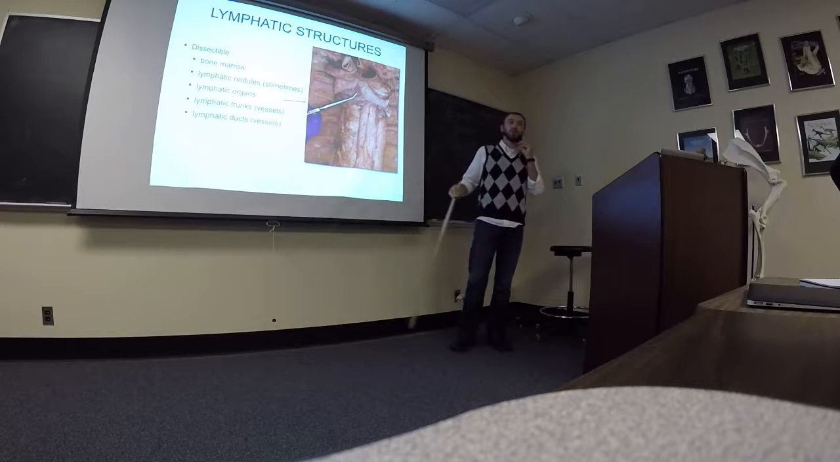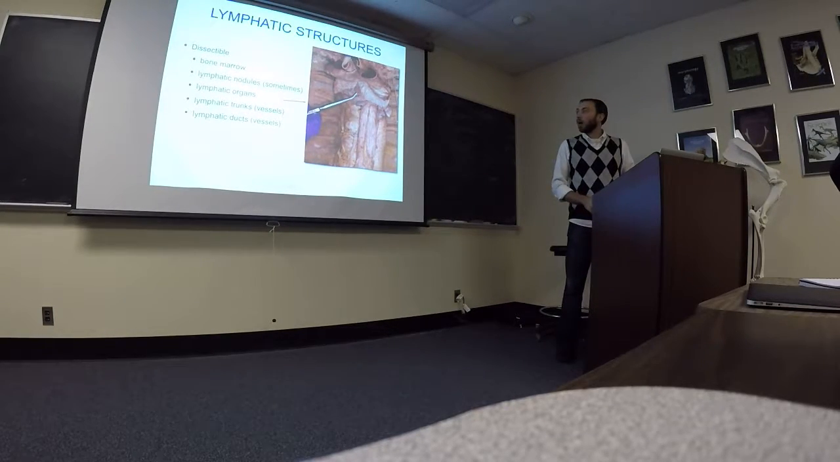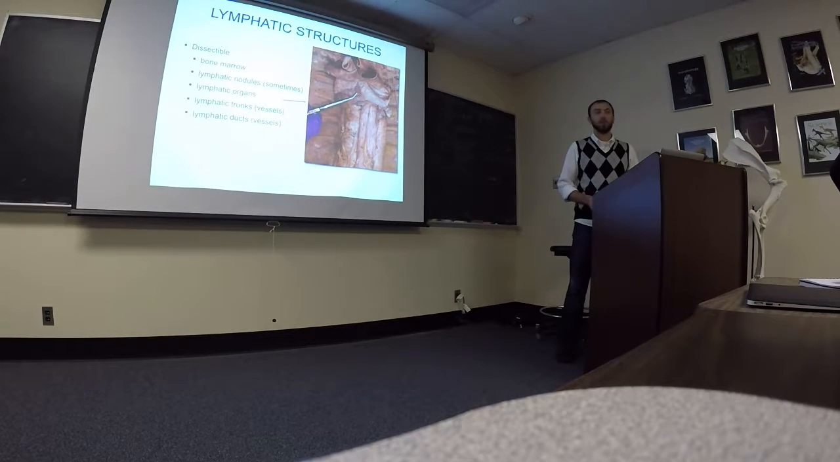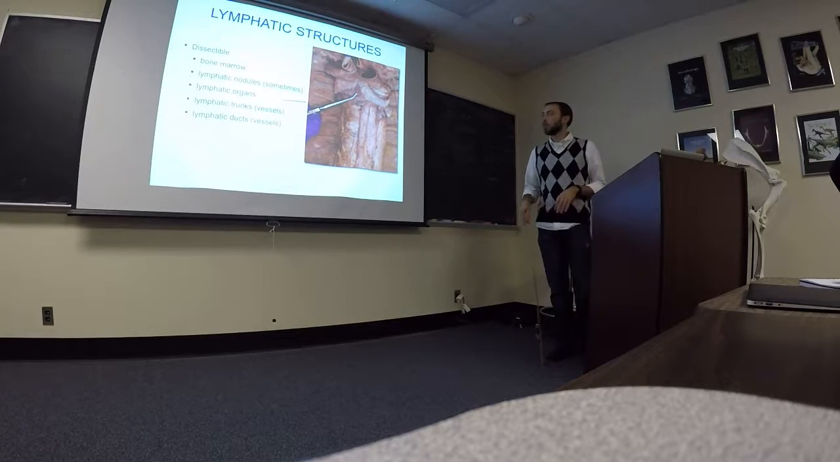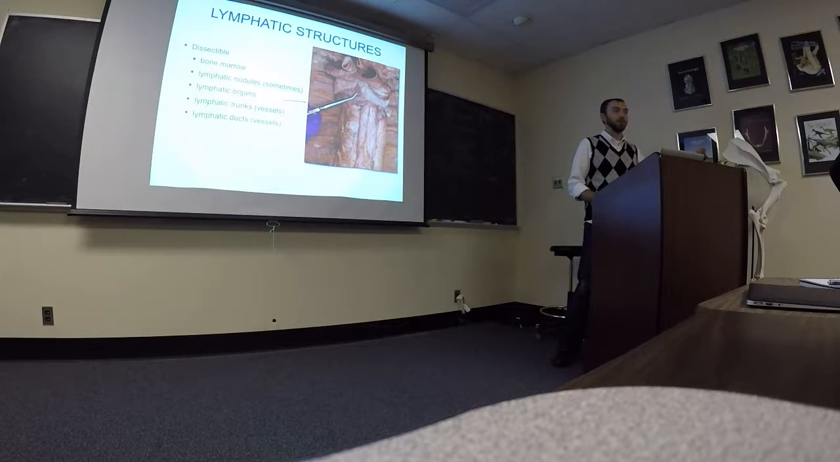Lymphatic nodules, sometimes these are dissectable structures, sometimes they're not. The ones that are not dissectable that we've come across are, we talked about the difference between the ileum and jejunum, that the ileum had more lymphoid nodules in it than the jejunum, but those weren't large structures that we could dissect out. But in some places, like the tonsils, these will be. There are organs that are lymphatic, and then we have lymphatic trunks, which are some of the larger vessels, and lymphatic ducts, which are the largest of the lymph vessels.